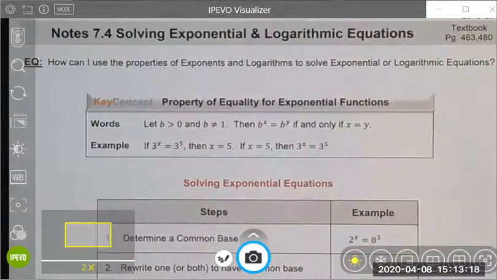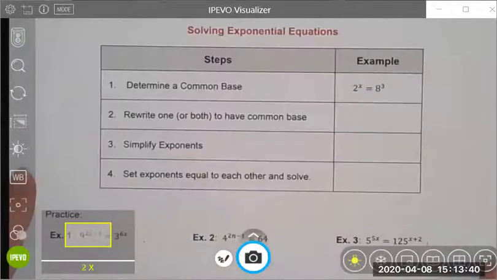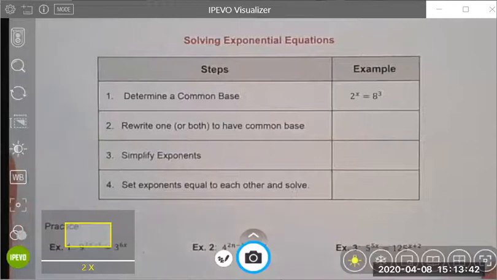What this property really means is that if you have something like 3 to the x equals 3 to the 5th, then x equals 5. Conversely, you could say if x equals 5, then 3 to the x equals 3 to the 5th. It goes both ways. We can actually use that property to help us solve some exponential equations. Let's try one. I have some steps written out. It's handy to have these around so that you can make sure that you're following all the different rules.